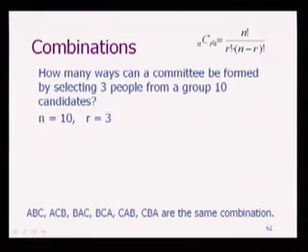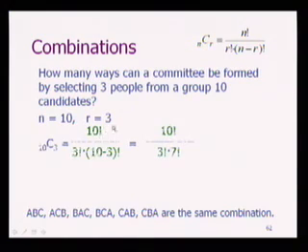If you use a combination formula, you first have to identify the numbers you need to apply the formula, right? How many total? In total, there are 10 candidates. How many are you selecting? 3. So you have an N and R. Simply plug into the formula. N is 10, R is 3. So this is 10 factorial divided by R factorial times 10 minus 3, which is 7 factorial.